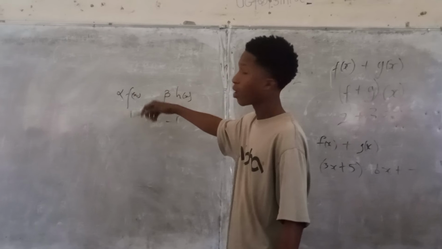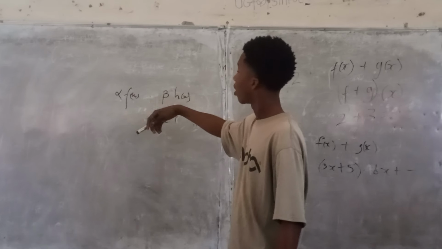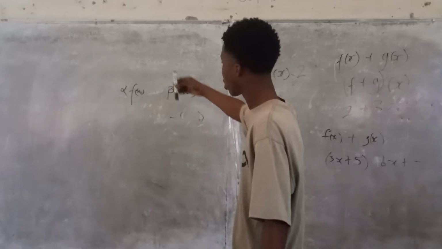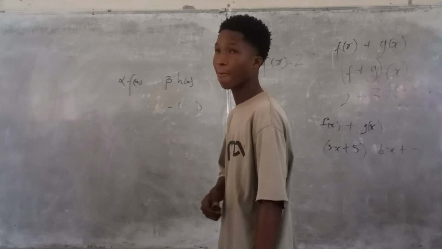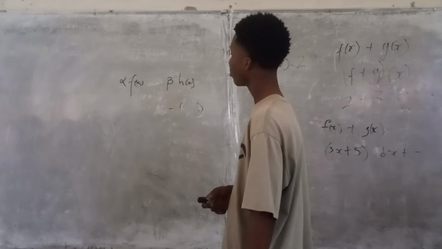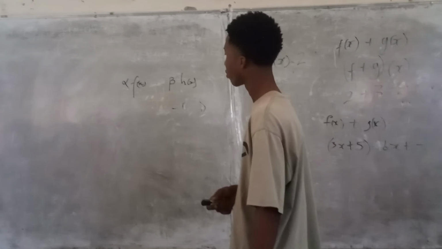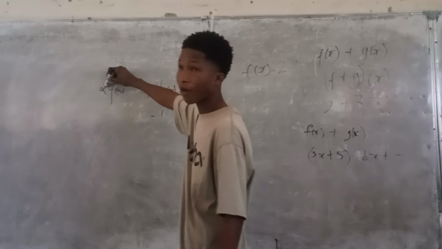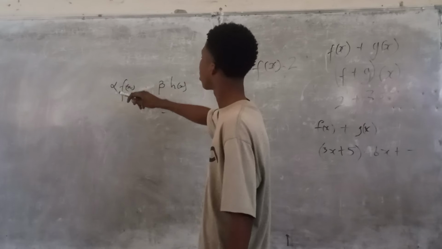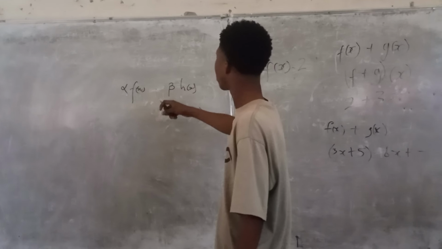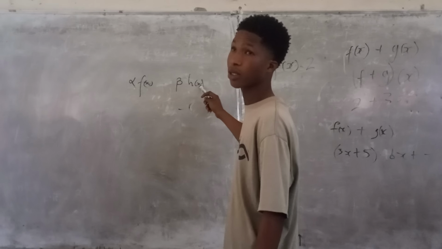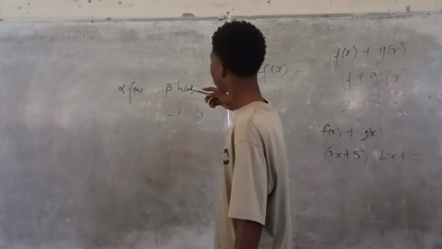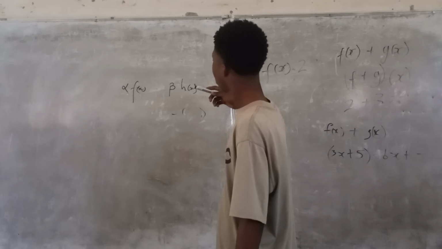The scalar is there now, alpha. You don't know, the scalar is alpha, the other is beta. I want to use the alpha and the beta. Okay, you use alpha to multiply everything inside the f of x. Then you use beta to multiply everything inside the h of x. Yes, then you do what? Then you collect like terms.